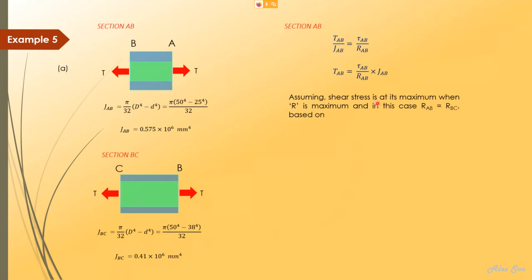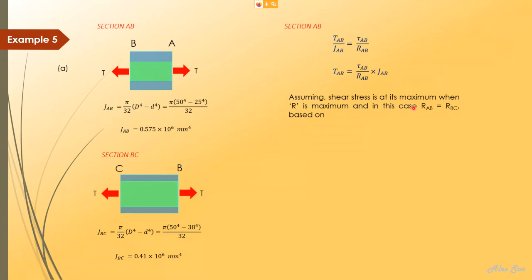So assuming that the shear stress is at its maximum when the R is maximum. So you have to assume that the shear stress is maximum, and therefore the radius that we have taken is also maximum. That is 25 mm, that is half of 50 here. Not this 25. This 25 is the internal diameter. So this radius here is actually referring to the maximum diameter over 2, because it's radius.